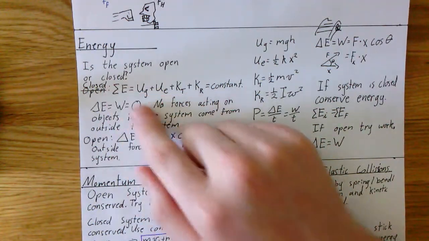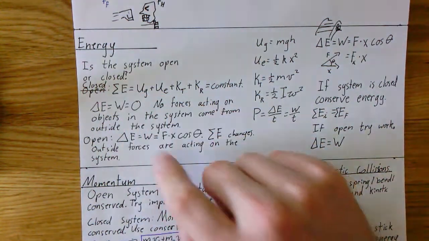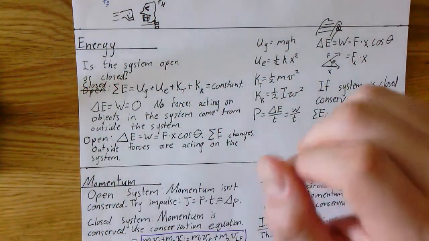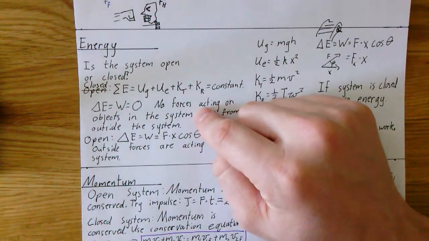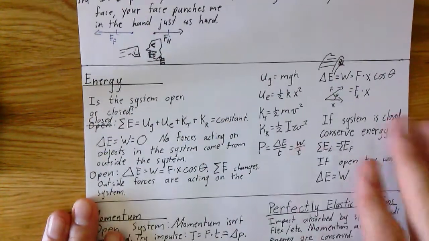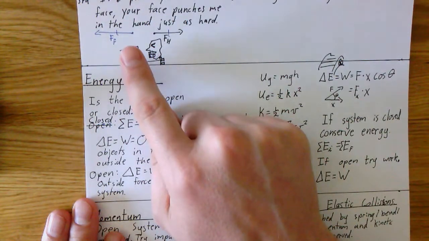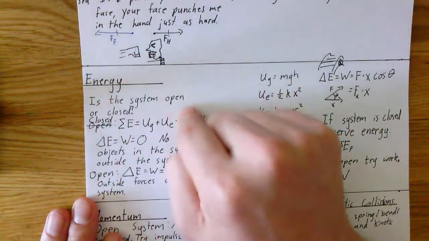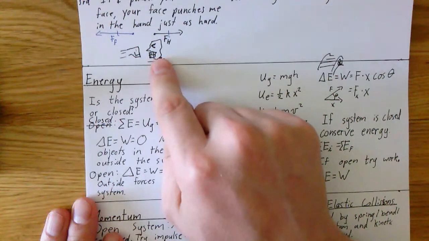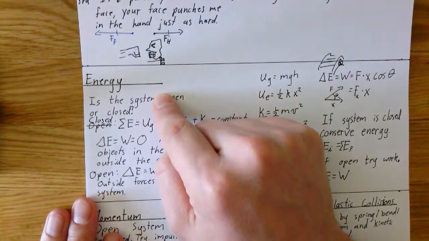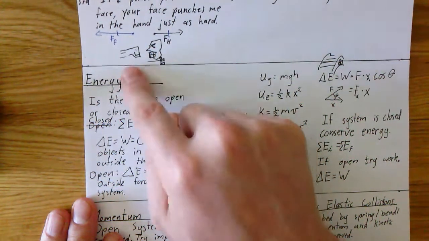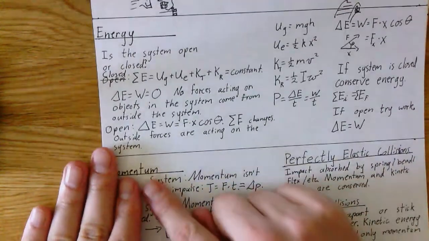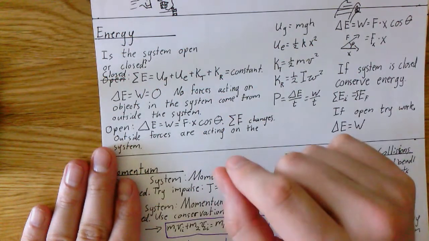We know a system is closed if there are no forces acting on the objects in the system that come from outside the system. That means if my system is like the fist, the face, and the planet Earth, then the forces on my face are the fist and weight. Those come from other objects in the system, so that would be closed.